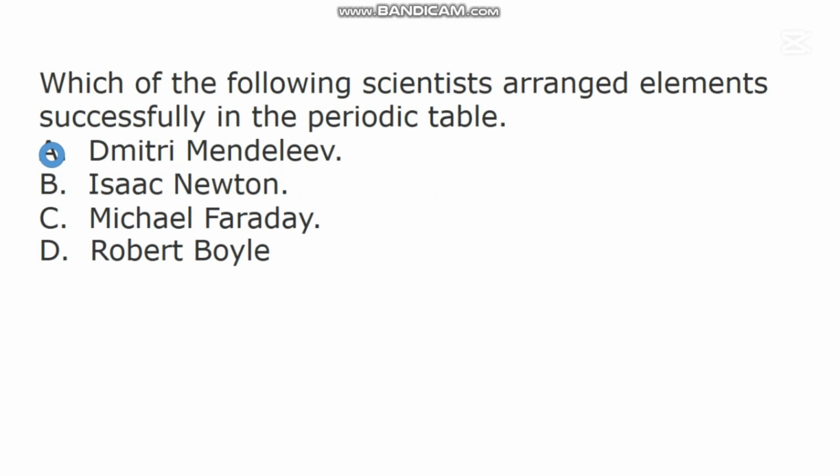Dmitri Mendeleev. There is a great scientist called Dmitri Mendeleev. This scientist contributed immensely in arranging elements in the periodic table. He successfully arranged elements in the periodic table in accordance with their atomic numbers, and the work that this scientist did in chemistry helps other scientists to understand better how elements are arranged.